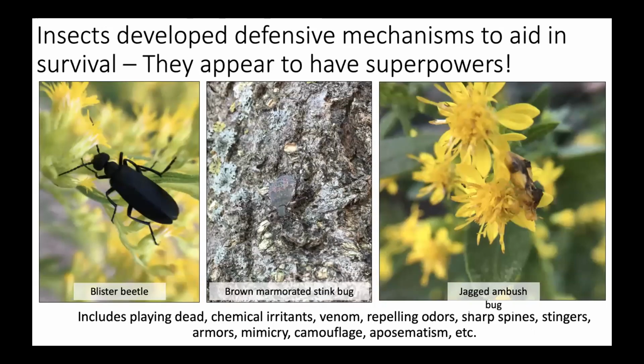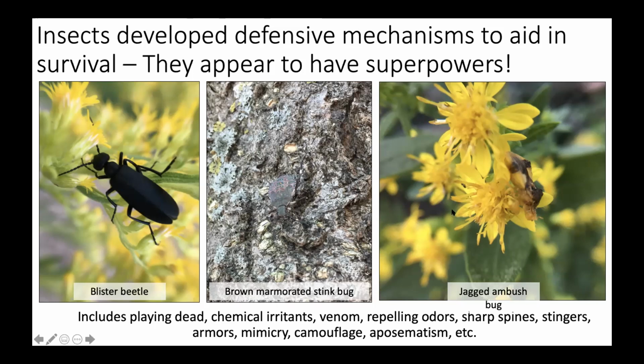So insects have developed some really cool defense mechanisms that aid in their survival. Sometimes it appears like they have superpowers. So they're able to play dead when it's convenient. Mostly that time when you're going to go pick them off the plant to remove them, they can just let go and play dead. They have some chemical irritants that they can release. Some of them have venom, repelling odors. Some of them have sharp spines. They can also have stingers, armor, and then mimicry, camouflage, and aposematism.